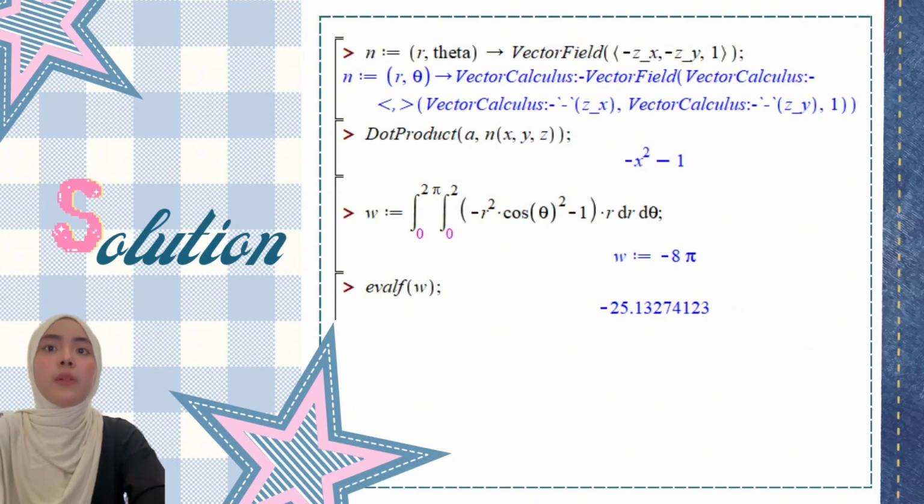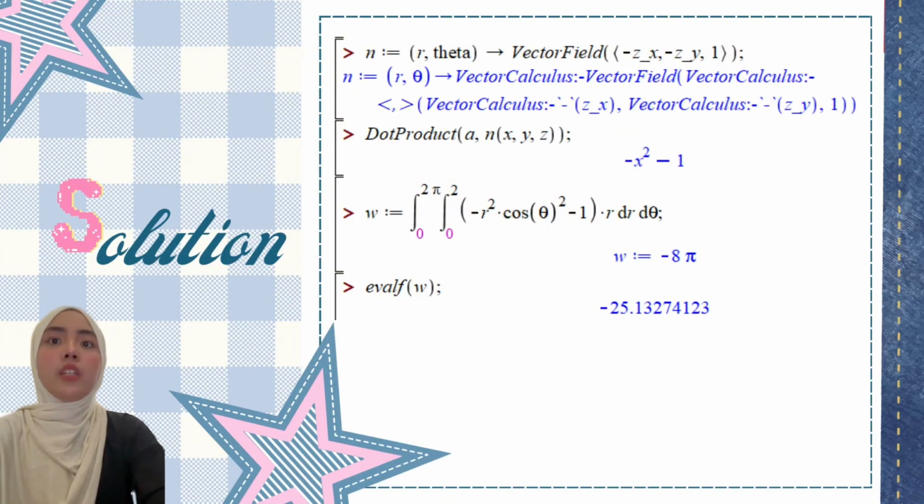We set up a double integral in polar coordinates over a circular region with a radius of 2. The integrand is the expression from the previous dot product. This double integral represents a surface integral that sums the contribution of the vector field over the circular region. Lastly, the double integral is evaluated numerically using the evalf command, giving the result W approximately equal to negative 25.13274123. This is the final answer, representing the total flux.